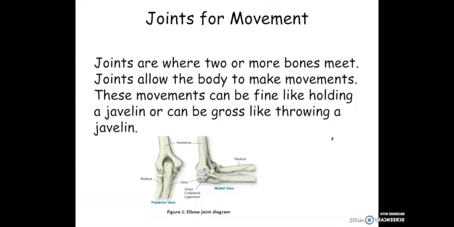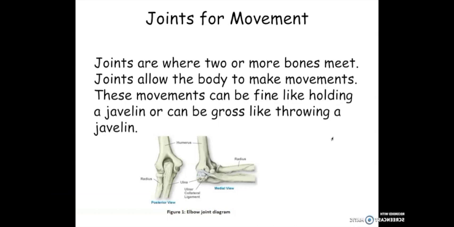Then we have our joints for movement. So key thing to remember here is joints are where two or more bones meet. So two or more than two, 3 bones, 4 bones, etc. And these allow the body to make movements. So fine movements can be small movements, just like holding something. So that's a fine movement, like holding a javelin. Or they can be gross, so a big movement, like throwing a javelin.